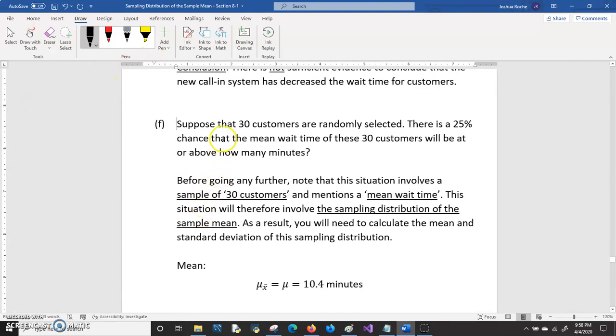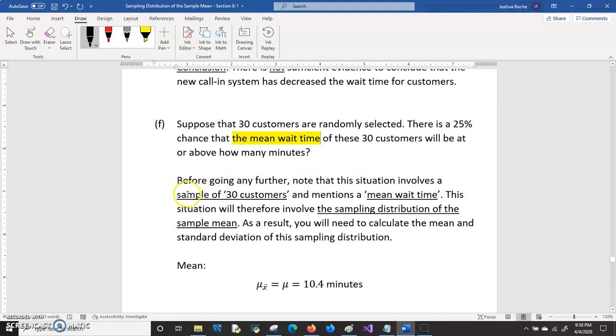Part F says that suppose that 30 customers are randomly selected. There's a 25% chance that the mean wait time of these 30 customers will be at or above how many minutes? So what they're getting at here is they're giving us a percentage, and remember that percentage is another way of expressing probability. So that 25% is in a way like a probability. And what we're trying to find is the mean wait time that's the cutoff for that 25%.